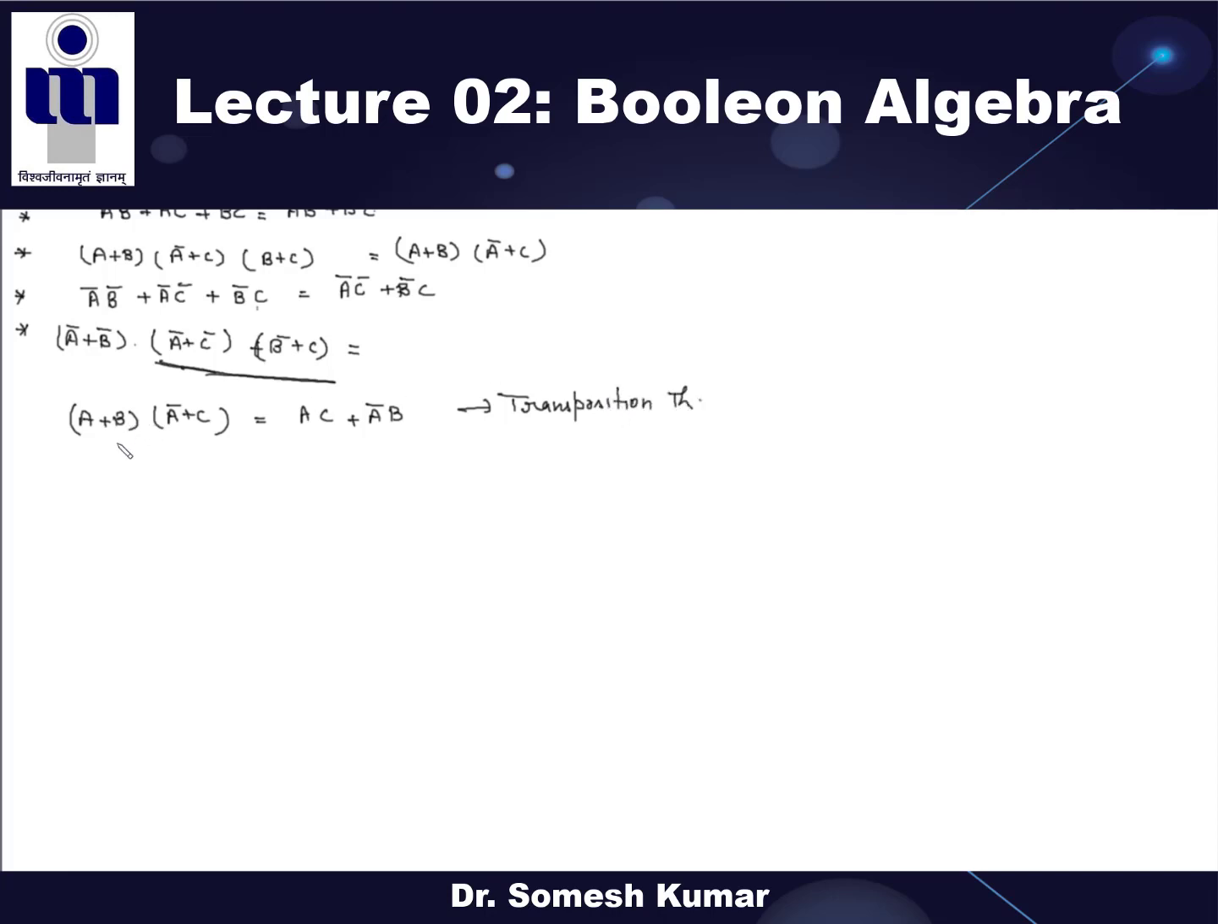The transposition theorem says that if this POS form is given, it comes like this: AC multiplied by these terms and A bar B. This is the transposition of your literals. Clear?